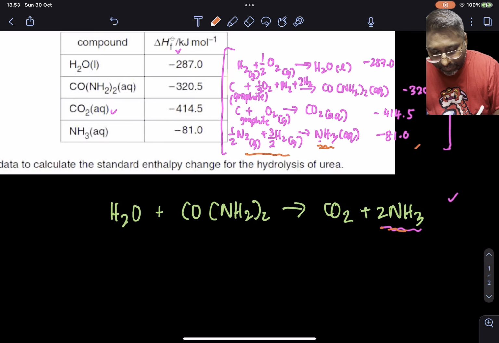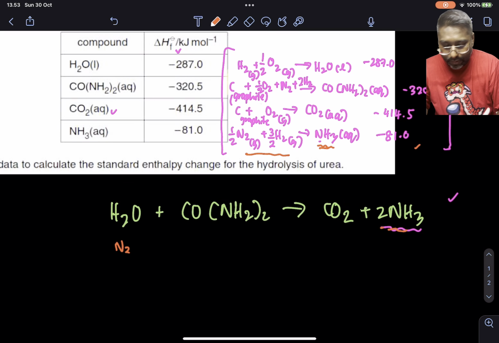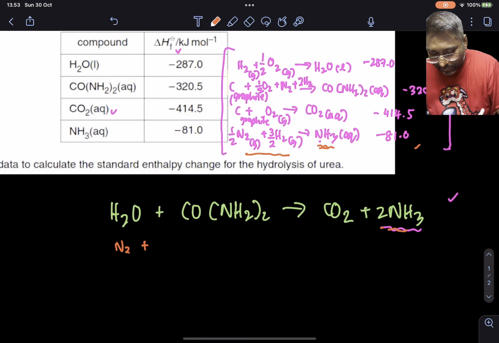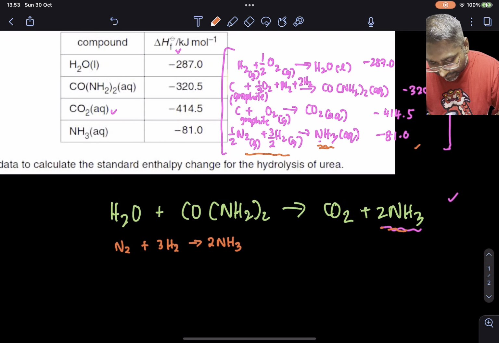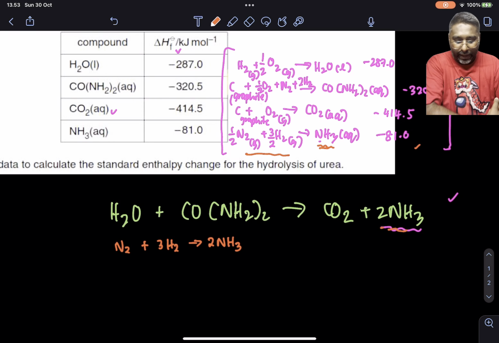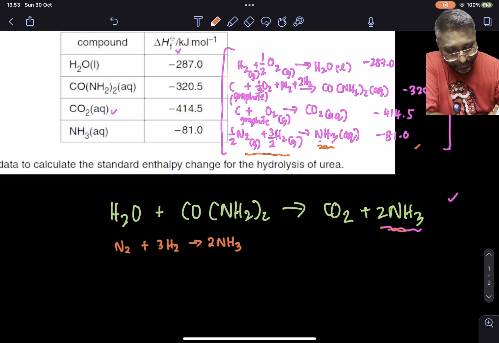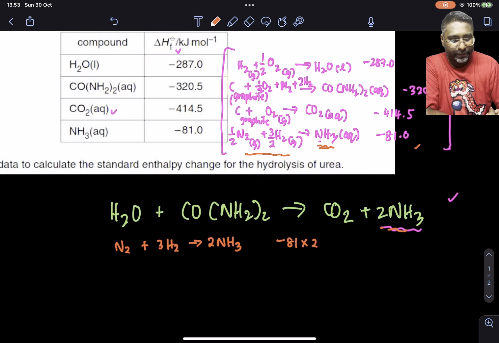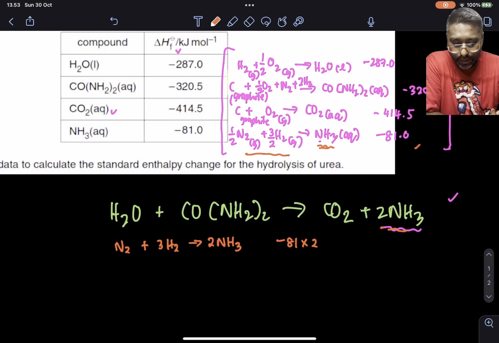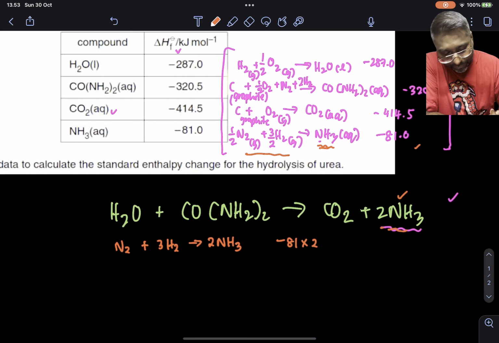So what will happen? Half times 2 is going to be 1, and 2. 3 over 2 times 2, you will get 3H2. And then ammonia times 2, I will get 2NH3. And the delta H, previously it was negative 81. Because I times by 2, I need to put it like this. I have already solved this.